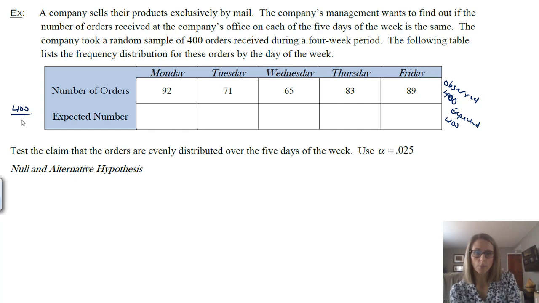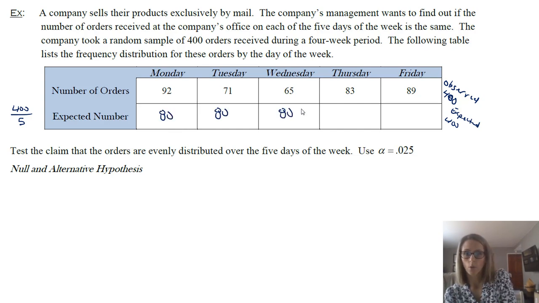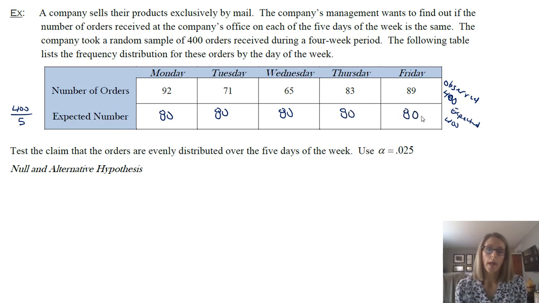So by expecting them all to be the same, we take the 400 and divide by how many categories there are: Monday, Tuesday, Wednesday, Thursday, Friday. And you can see when you do that, you're going to get 80. So if in fact the orders are the same, number of orders every day of the week, you should get 80 orders per day out of 400 orders.